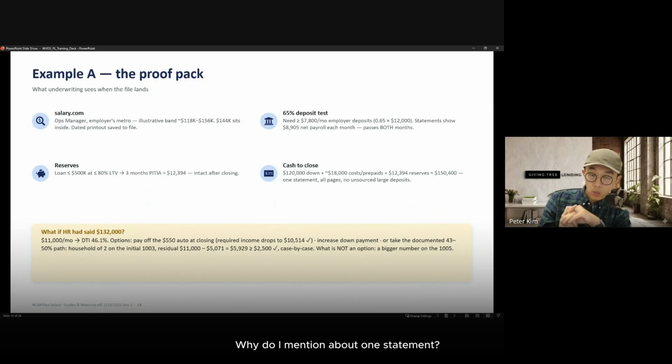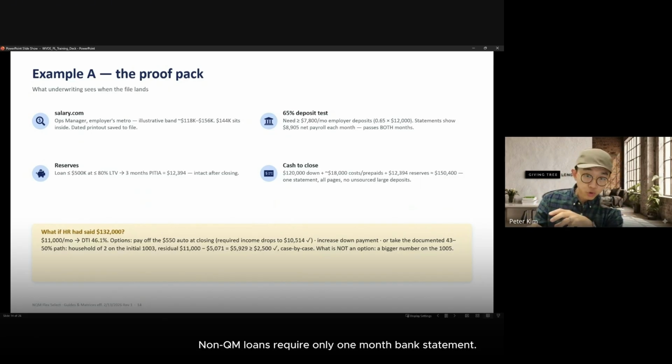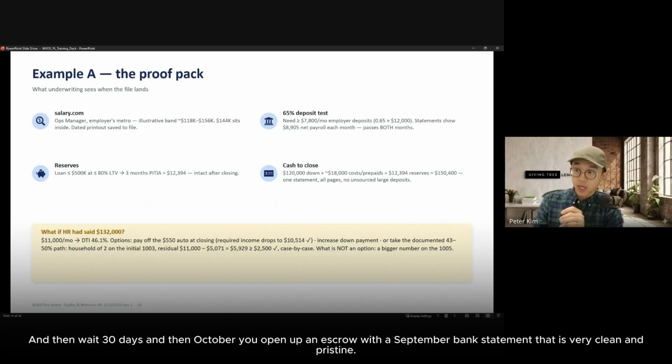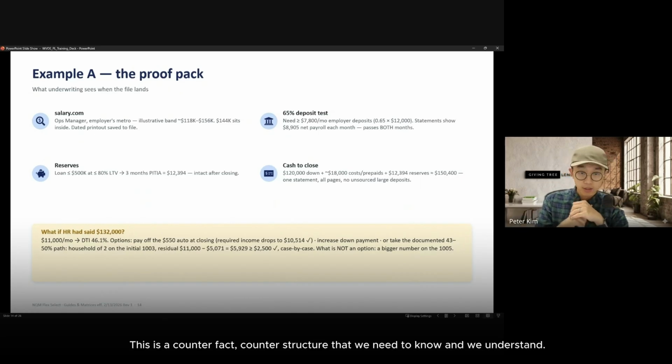Why do I mention one statement? QM loans require 2 months bank statement. Non-QM loans require only 1 month bank statement. So if you need to creatively structure the file, deposit everything by end of this month, and then wait 30 days, and then in October you open up an escrow with a September bank statement that is very clean and pristine. This is a counter structure that we need to know and understand.